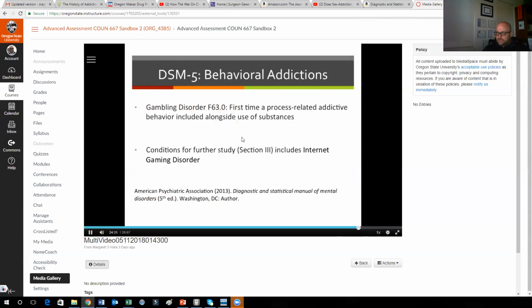So again, the DSM-5 includes 2 behavioral addictions. One is gambling, and then in the conditions for further study, which is section 3 of the DSM, we see internet gaming disorder.